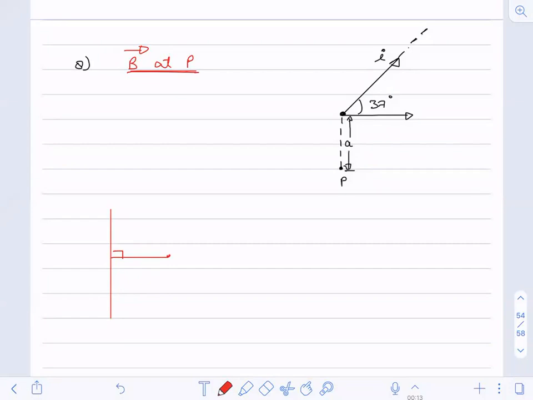Let me tell you how you will do this. You are supposed to extend this line up to here, imagining that this is your wire. Actually, this is not the wire right now. Just to calculate R, I am doing it like this.